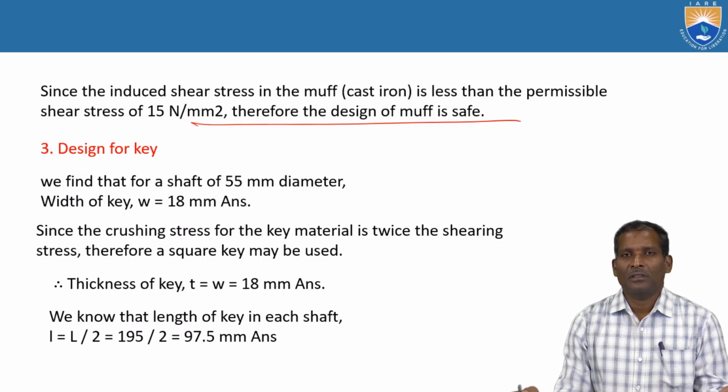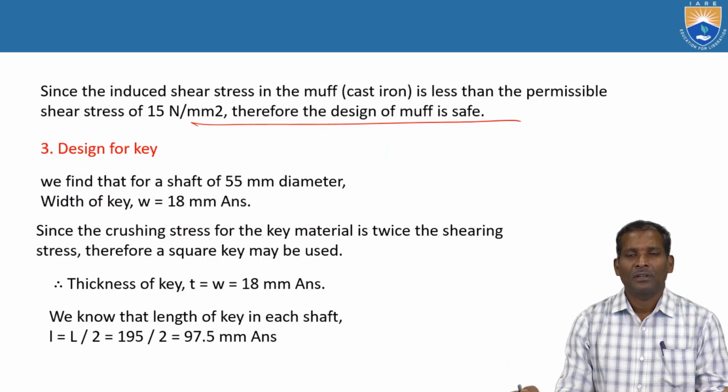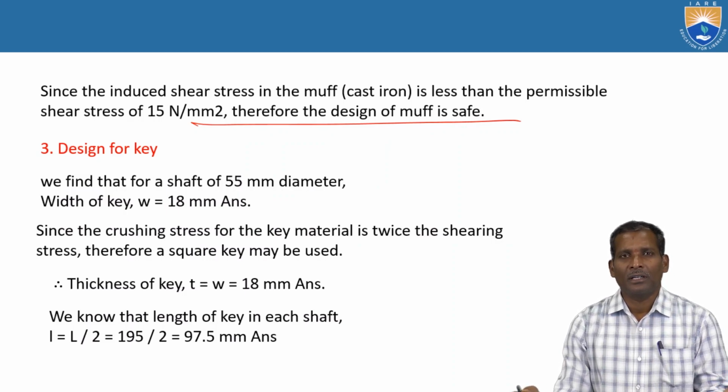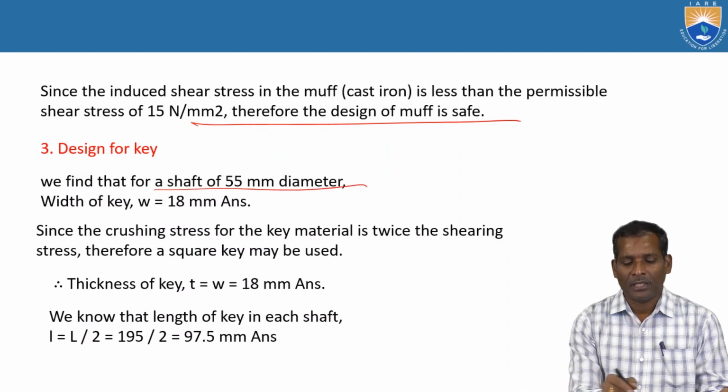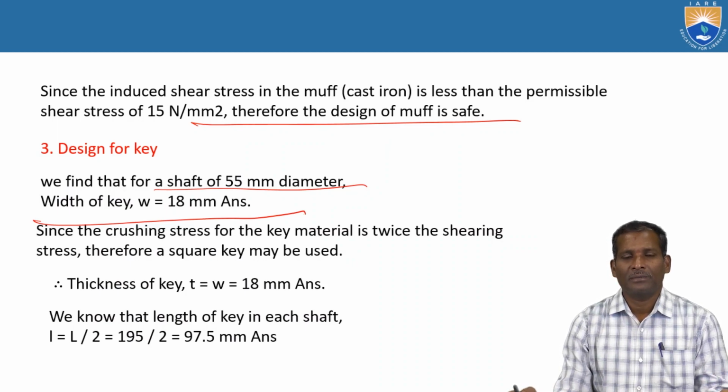Now that we have obtained the safe condition, you may fix the above values as final values, whatever you calculated in previous steps. Now coming to the design of the key. The key dimensions you already know depend upon the diameter of the shaft. The diameter of the shaft obtained here is 55 mm. So the width of the key you may calculate using standard diameters.